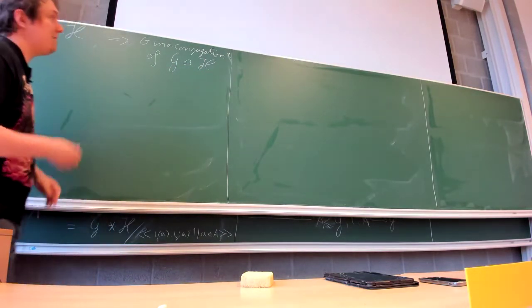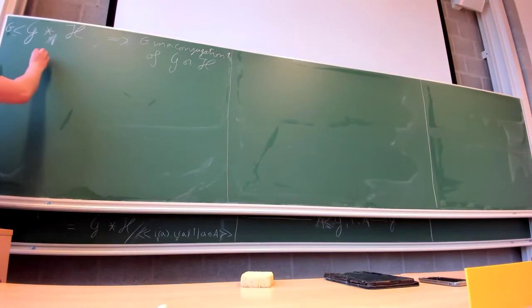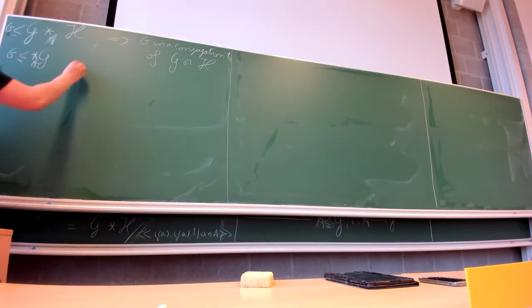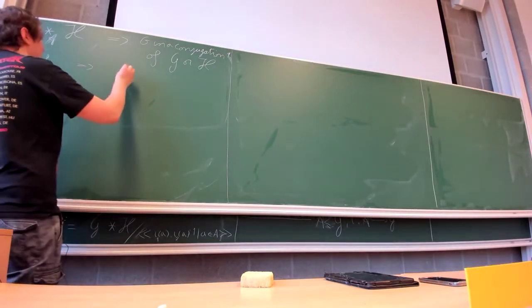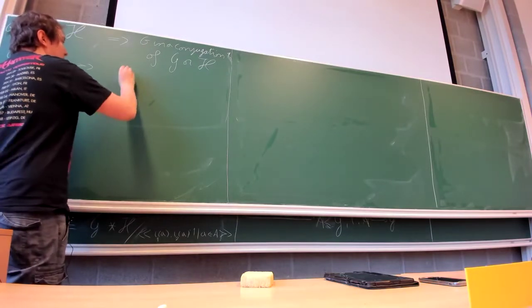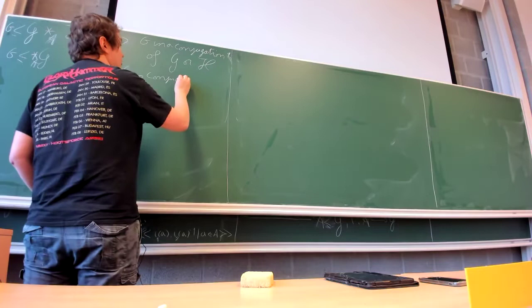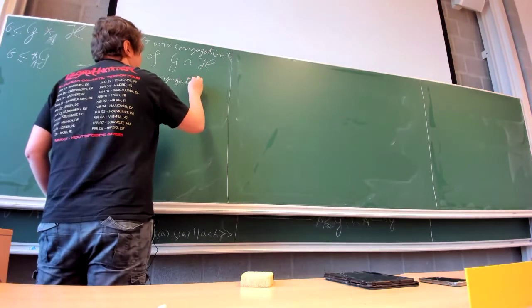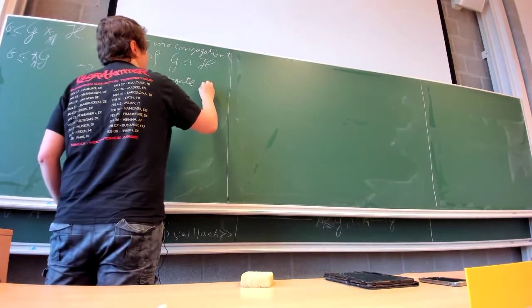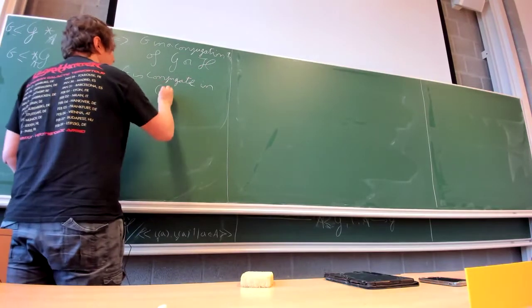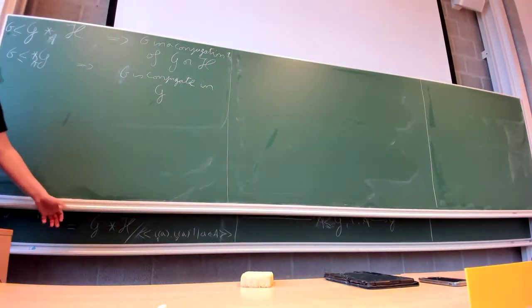And the same goes for an HNN extension. If you have a large group G amalgamated over a subgroup A, you take a finite group inside of it, well, then you know that it is conjugated into the smaller group G.